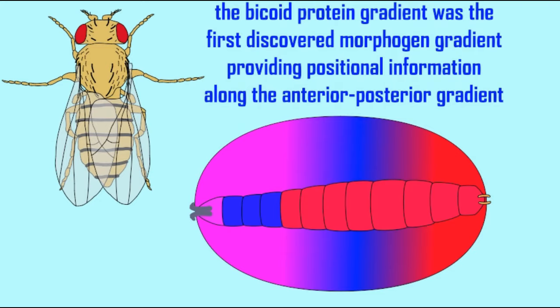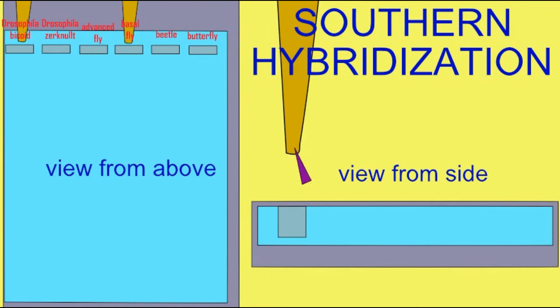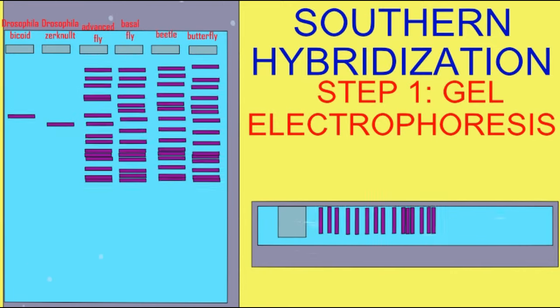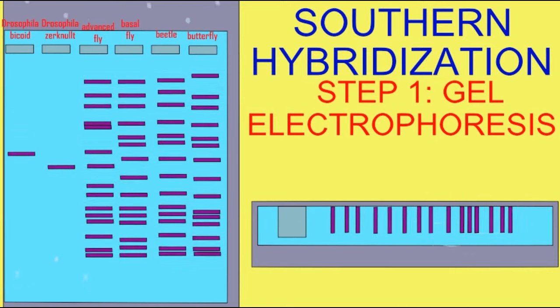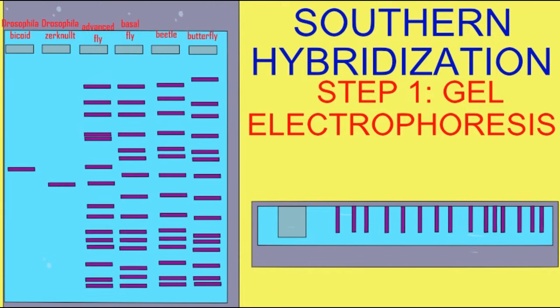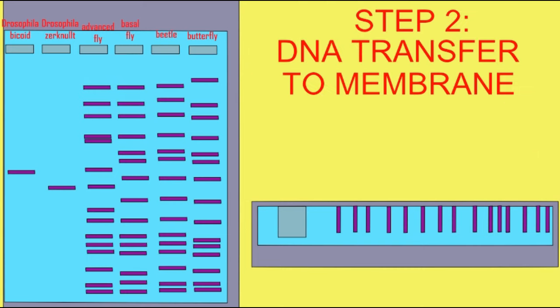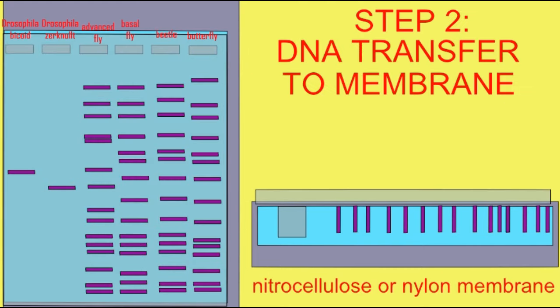Here is a simulation of actual data that you can then interpret. Let's imagine that a DNA fingerprint is done of a number of insects, an advanced fly, a basal fly, a beetle, and a butterfly. And the DNA bands are compared to the DNA segments in Drosophila, which using these endonucleases would include the gene bicoid and Zerknüllt.